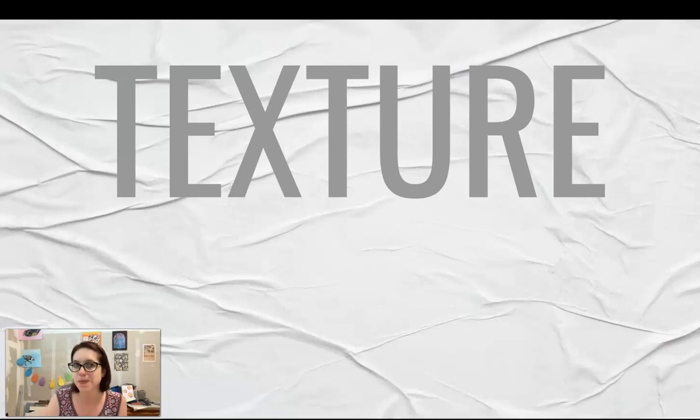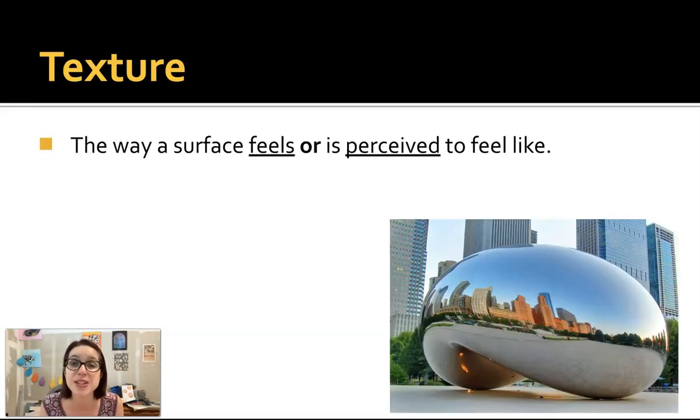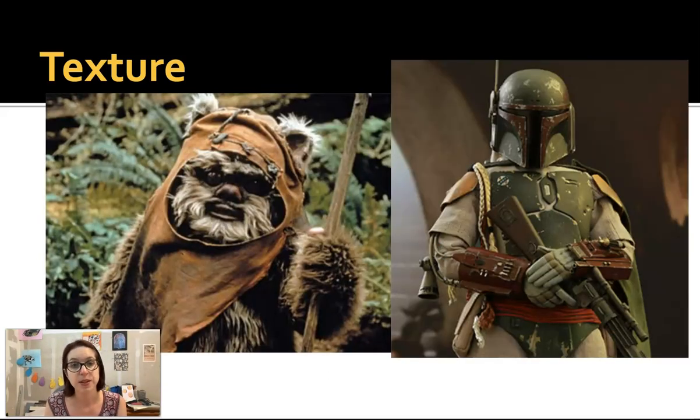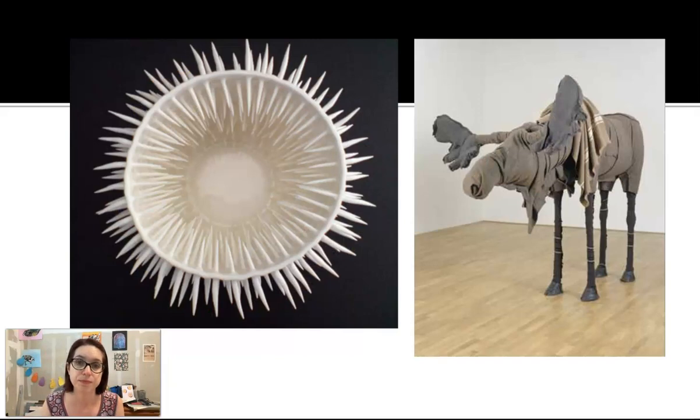Let's talk about texture. So, texture is a way a surface feels or is perceived to feel like. So something can actually have texture, such as our hair and our clothing, or we see a sculpture and we assume that is what the texture would be. So light affects how texture appears, right? Without light, we couldn't see the texture. And when we talk about texture, we can say it is visual or tactile. So visual would be what we can see. Tactile is what we could feel.